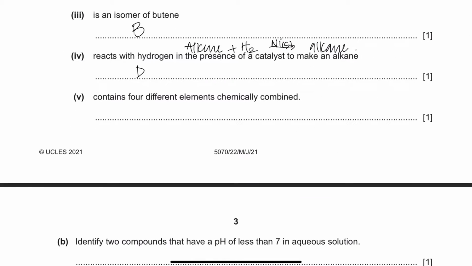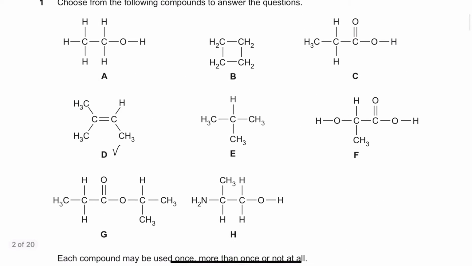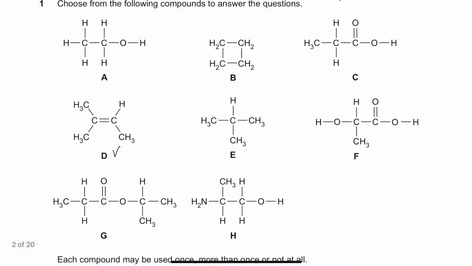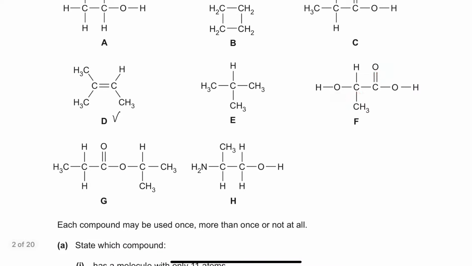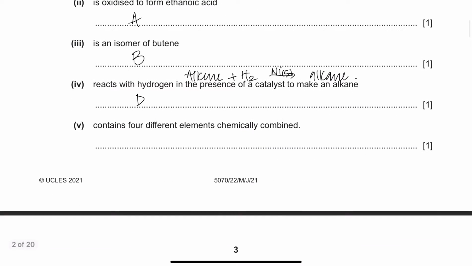Then it says contains 4 different elements chemically combined, everybody. So 4 different elements should be there. Now in A you only have 3 different elements. One is carbon, one is oxygen, one is hydrogen. Only 3. Here you only have 2, carbon and hydrogen. Here you have 1 2 3 again. Here again 2, here 2, then here you have 3 again, and then here you have, like in G you also have like 3 different elements. But in H, if you see, you have 4 different elements. One is nitrogen, one is carbon, one is hydrogen, and one is oxygen. So these are your 4 different elements. That's why H is my answer.